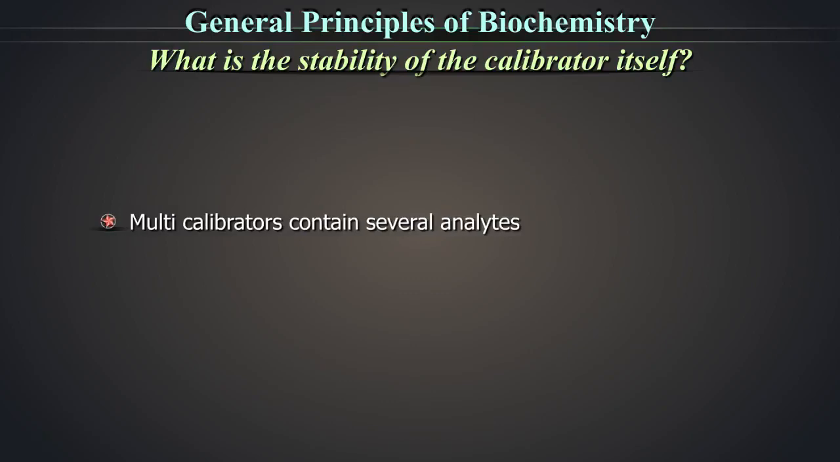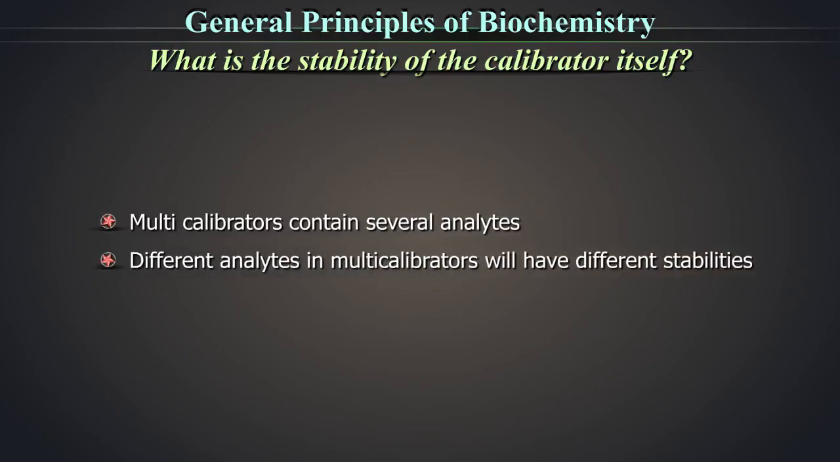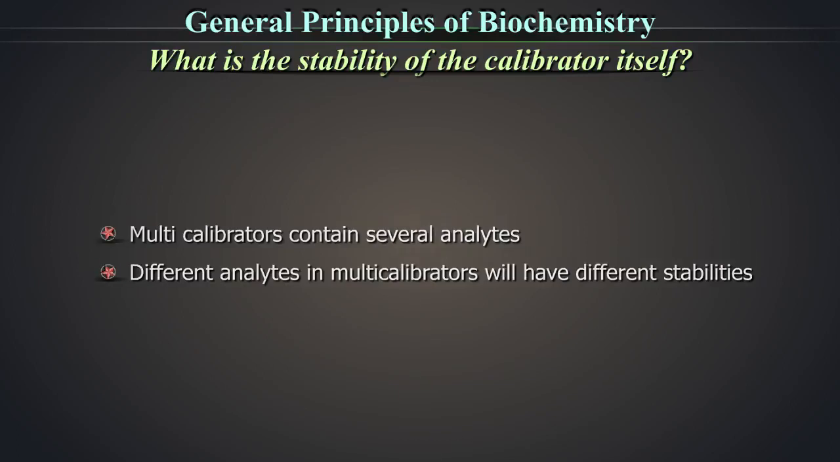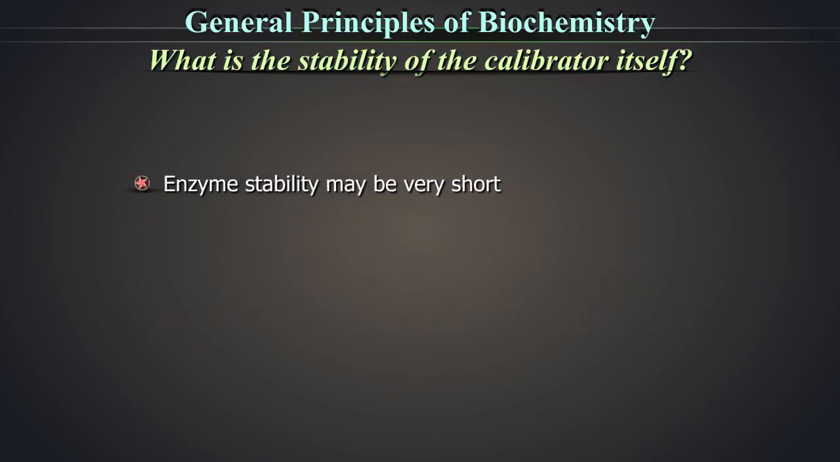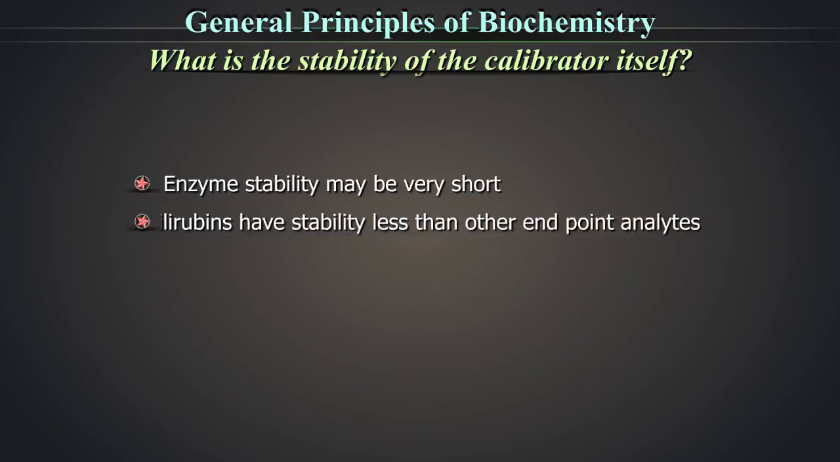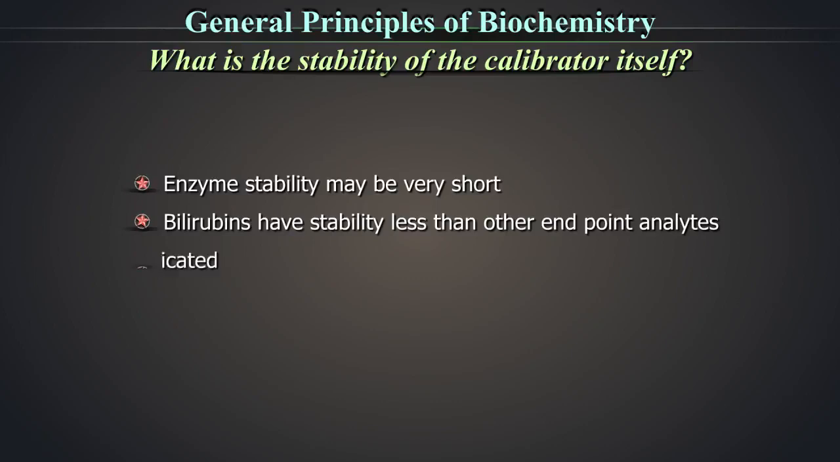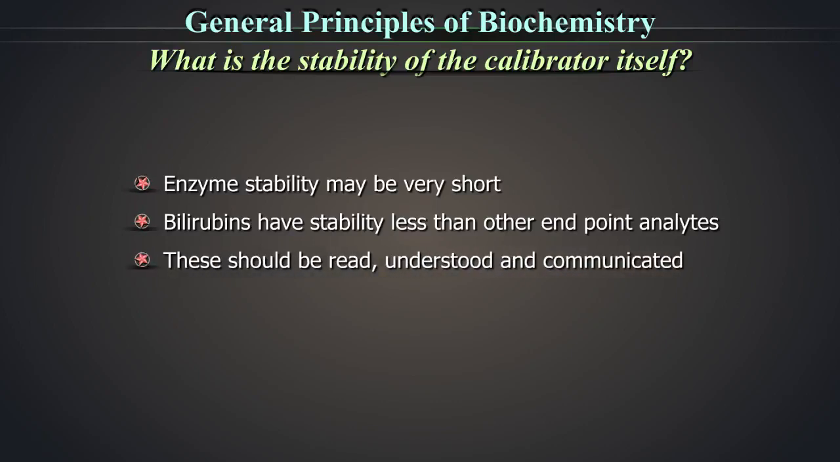Multi-calibrators contain several analytes. Different analytes in multi-calibrators will have different stabilities. For instance, the enzyme stability may be very short. Bilirubins may have stability less than other endpoint analytes. These should be read, understood, and communicated.